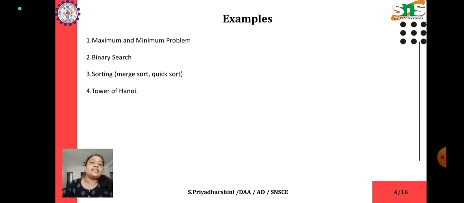So let's see the examples. The examples that involve the divide and conquer strategy are the maximum and minimum problem, binary search, sorting, merge sort and quick sort, and the Tower of Hanoi. All involve this divide and conquer strategy.